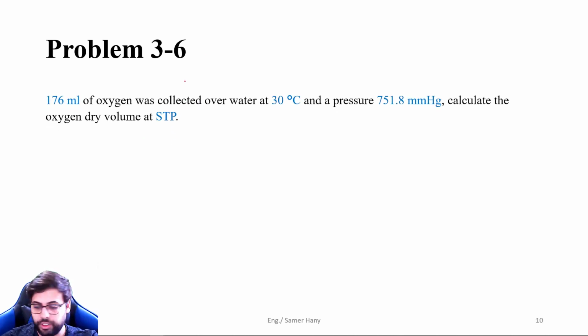Right, the second question says 176 milliliters of oxygen was collected over water at 30 degrees Celsius. Okay, since it's collected over water, we have a surface of liquid water, and this liquid water will evaporate some of the water vapor into the mixture of gas, which in this case will be just the oxygen and the water vapor, until it reaches the saturation pressure for water vapor at that particular temperature, which is 30 degrees Celsius. And this is the total pressure for the entire mixture. Okay, calculate the dry oxygen volume at STP.